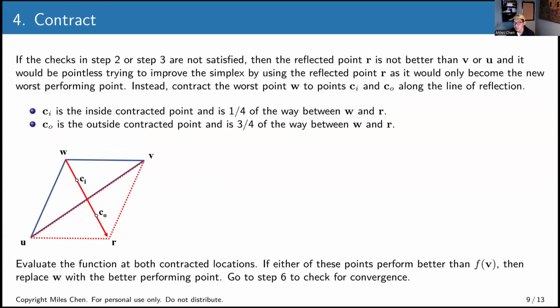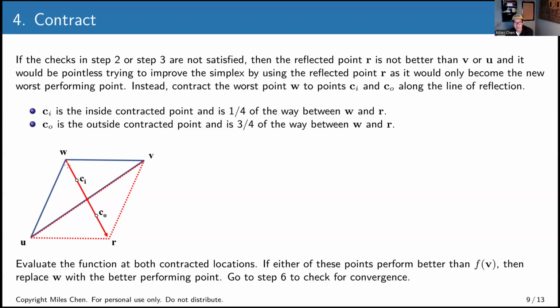If you try out the reflected point, and let's say the reflected point is not better than V, okay? So U is the best point, V is the second best, and you reflect it. And even if the reflected point is better than W, if it's not better than V, if the reflected point is your third best point, then you don't want it, okay? Because then at the next iteration, R is going to be our worst performing point, and we would just reflect it again, and we would end up back at W.